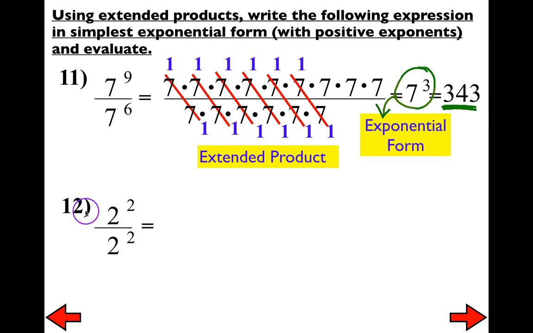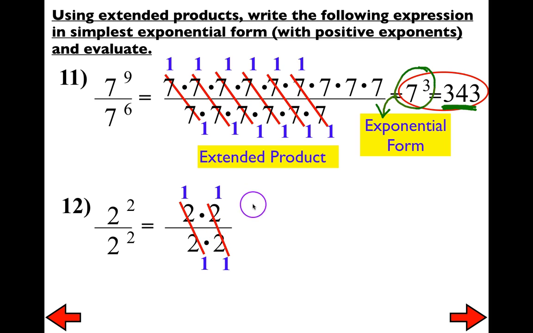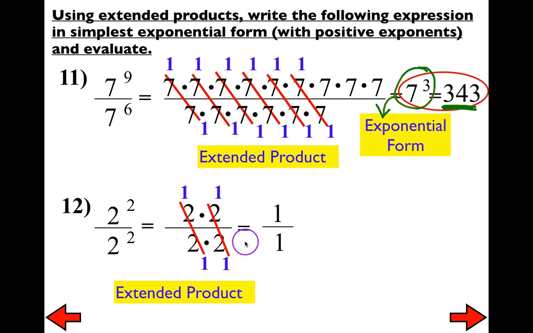Okay, now let's try number 12. Here, what does 2 squared mean? It means 2 times 2. 2 squared also means 2 times 2. Now let's see what happens here. 2 divided by 2 becomes 1. 2 divided by 2 becomes 1. So really, all I'm left with is just 1s in the numerator and 1s in the denominator. So what's 1 divided by 1? The answer is 1. Okay?